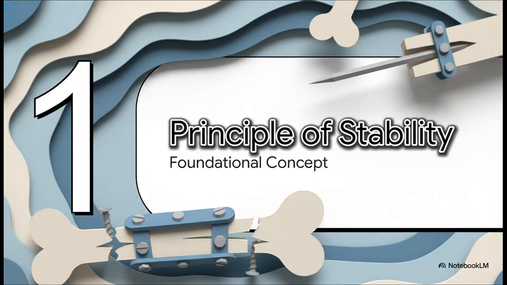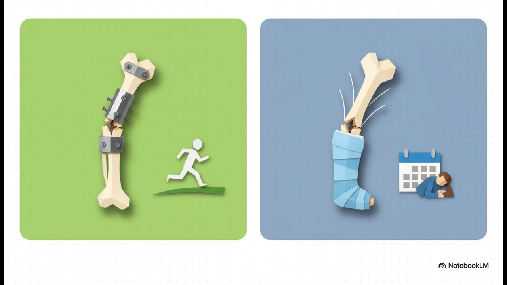Okay, now for the big one, the principle of stability. I mean it when I say that everything from the specific implant we choose to the entire post-op rehabilitation plan, it all hinges on this single foundational concept. When we talk about stability, we're really talking about two different philosophies. On one hand, you've got stable osteosynthesis. Think of this as the heavy-duty approach, using robust implants like plates and nails. The fixation is so solid that you can get the patient moving right away. It's all about immediate function.